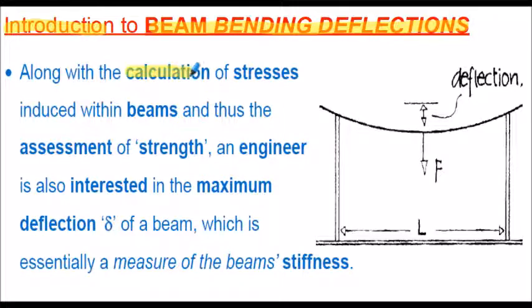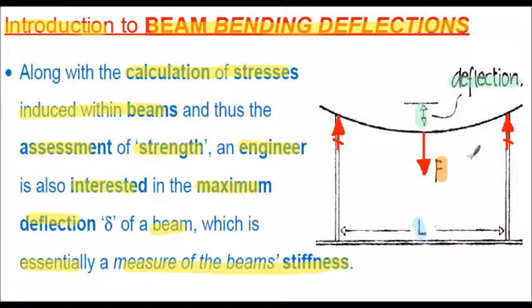So along with the calculation of stresses induced within beams, and thus the assessment of bending strengths, an engineer is also interested in the maximum deflection that occurs within a beam, which can be considered essentially a measure of the beam's stiffness. In the diagram shown, this is the deflection of the beam when a force F is applied at the middle, and the beam spans length L here.